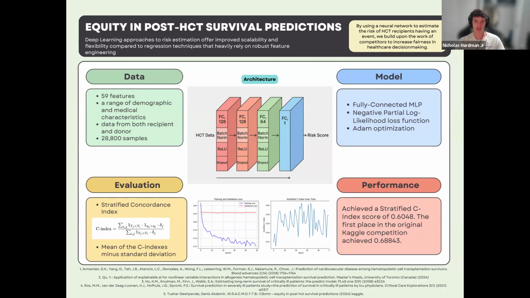Our proposed solution is to demonstrate deep learning feasibility for learning a model that can make predictions with minimal feature engineering. Deep learning approaches to risk estimation offer improved scalability and flexibility compared to regression techniques that heavily rely on robust feature engineering. And by using a neural network to estimate the risk of HCT, we build upon the work of competitors and we continue to improve fairness in healthcare decision making.